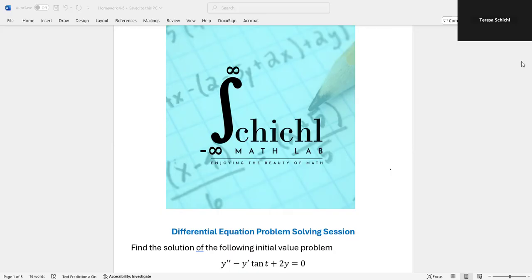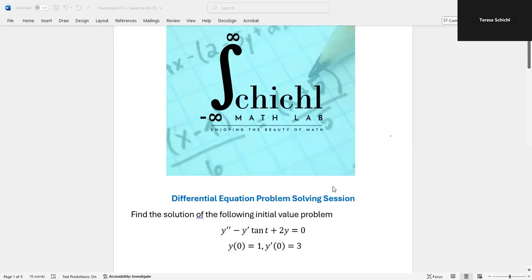So today we are going to work on a second order differential equation. For this one, they say find the solution of the following initial value problem: y double prime minus y prime tangent t plus 2y equals 0, with the initial conditions y(0) equal to 1, y prime (0) equal to 3.